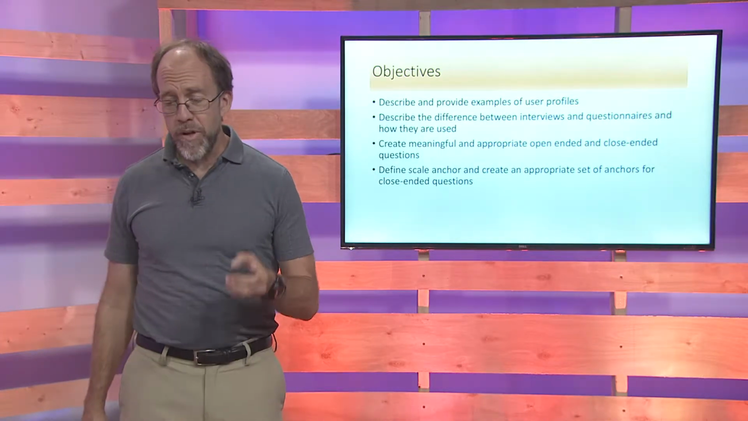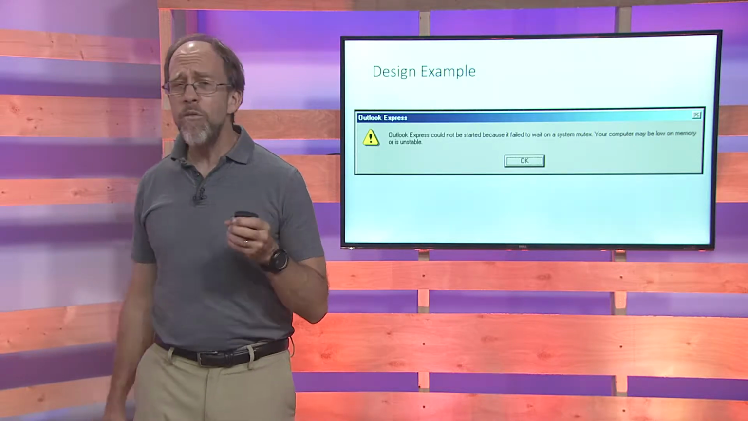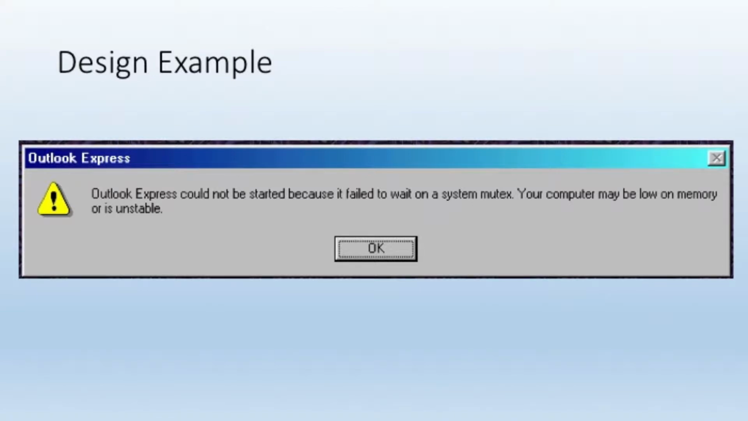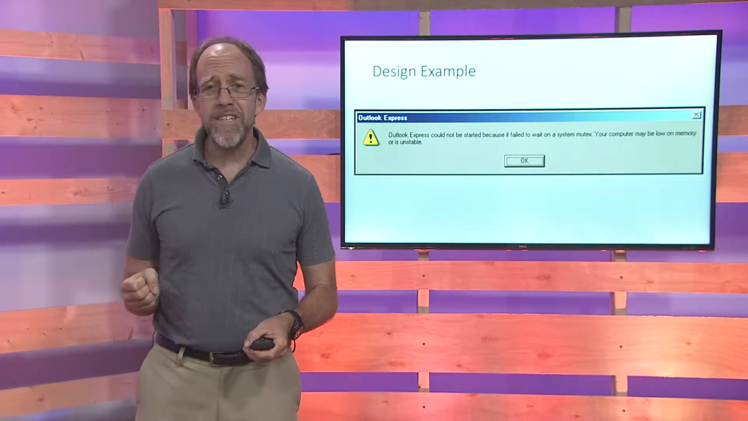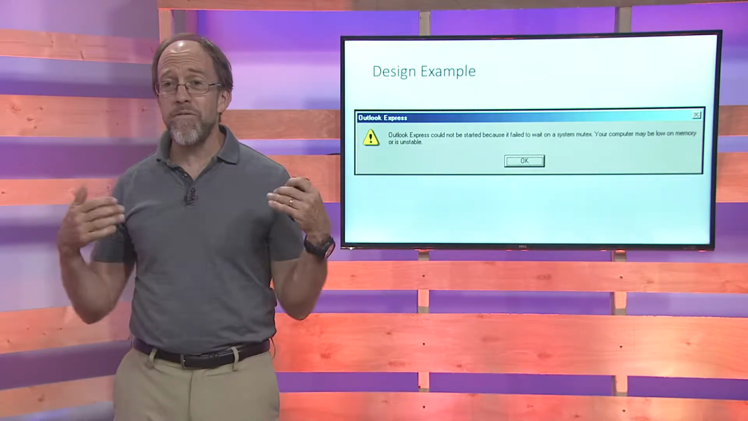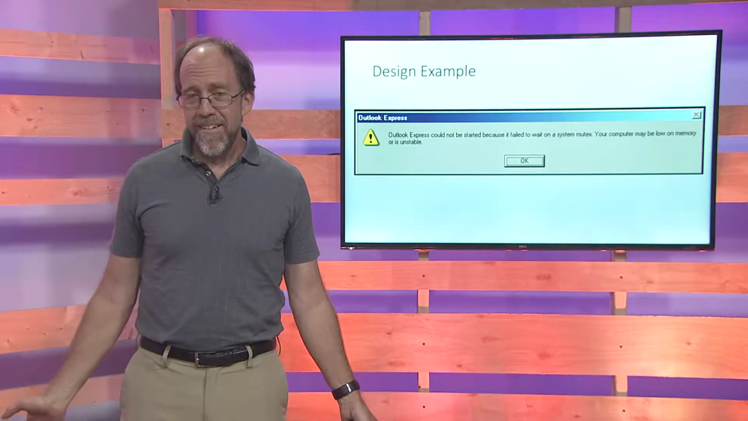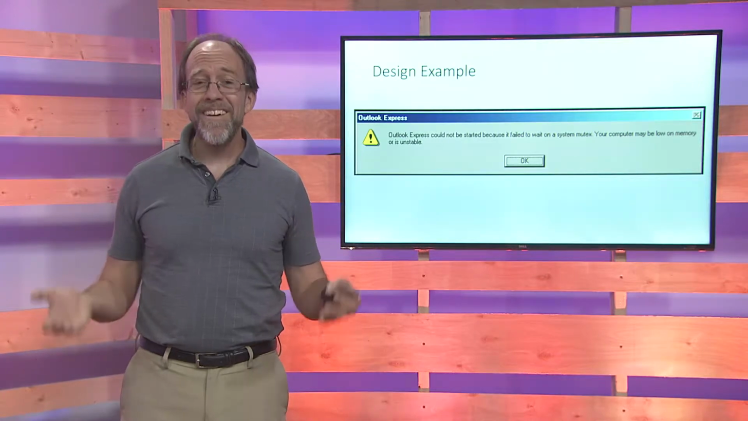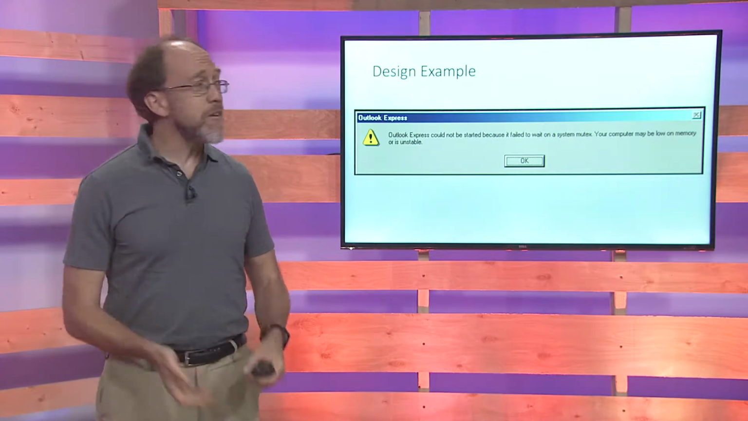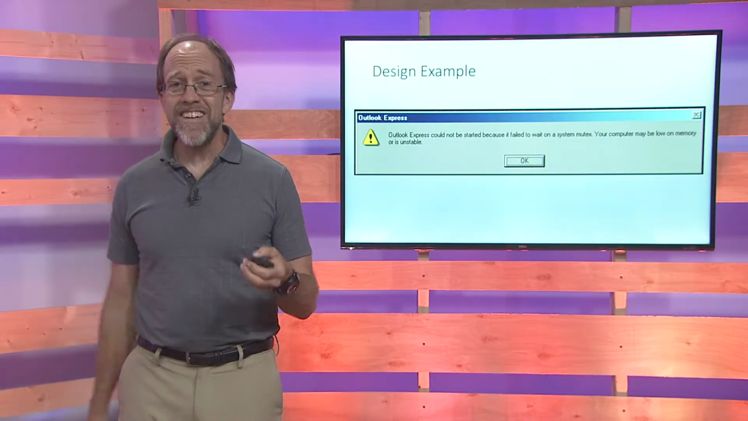First I'm going to start with a design example, and hopefully you can read this. "Outlook Express could not be started because it failed to wait on a system mutex. Your computer may be low on memory or is unstable." This is a design example because do you have any idea what a system mutex is and how it's actually going to affect the behavior of your system, or even what to do if your system is unstable? Come on, guys, really? Is this a useful message? Well, let's go into understanding our users. Now, there could be users that do understand this.